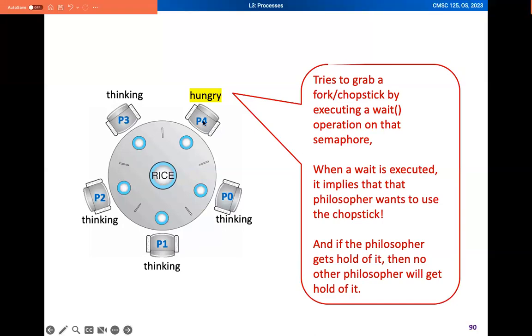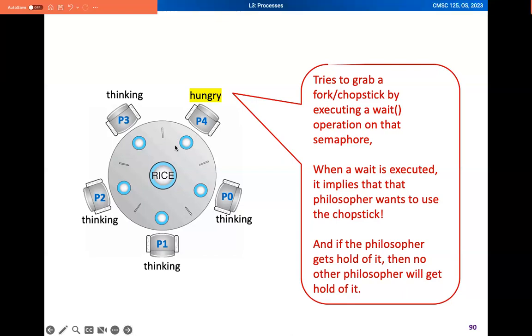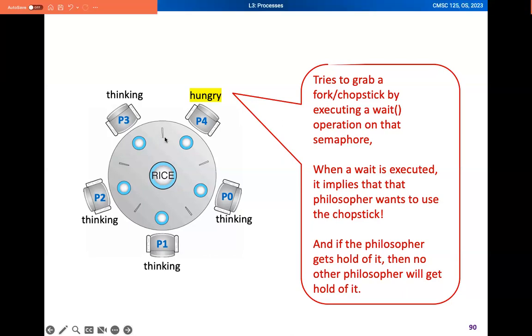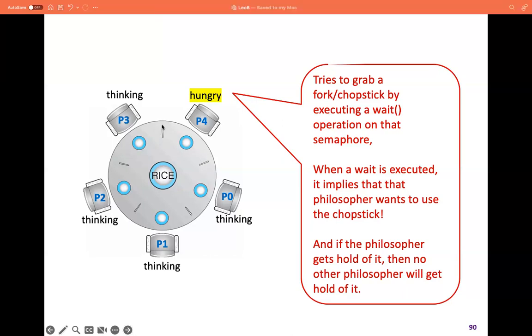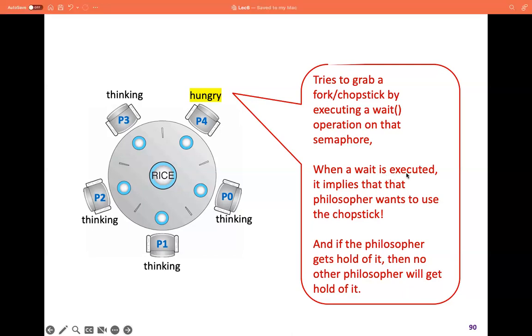Okay? So let's say P4 is hungry, it tries to grab these two chopsticks. If both of these chopsticks are available, then we change the state of those chopsticks to 0, meaning unavailable. So essentially, when a wait is executed, it implies that the philosopher wants to use that chopstick.